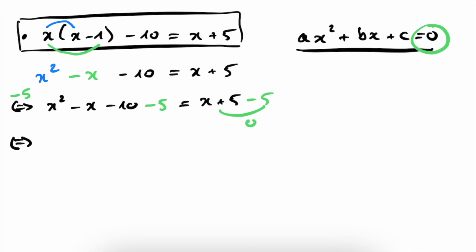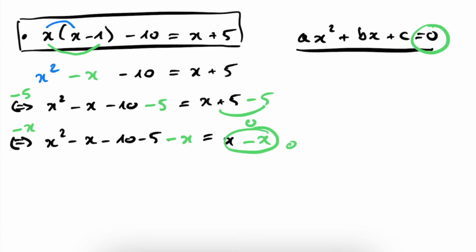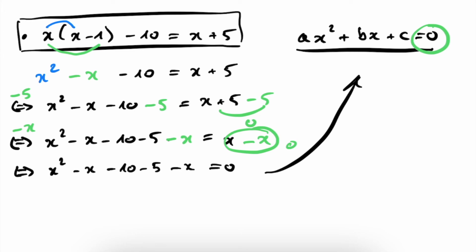In the next step, we subtract x from both sides of the equation, because even though this term has vanished, this x is still here, and we want to also get it to that side of the equality sign. So we subtract x from both sides of the equation. So we get x squared minus x minus 10 minus 5 minus x is equal to x minus x, and this just becomes 0. So to recap this, we have x squared minus x minus 10 minus 5 minus x is equal to 0. So this is more starting to look like this equation.